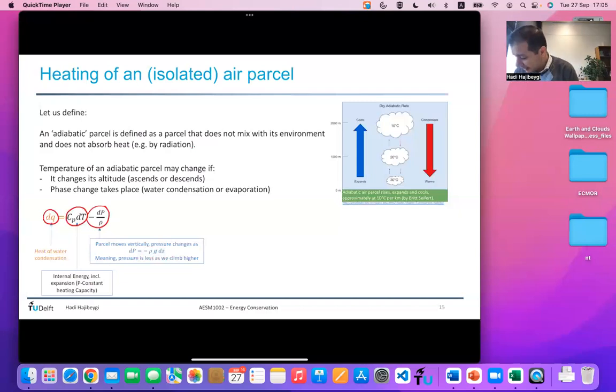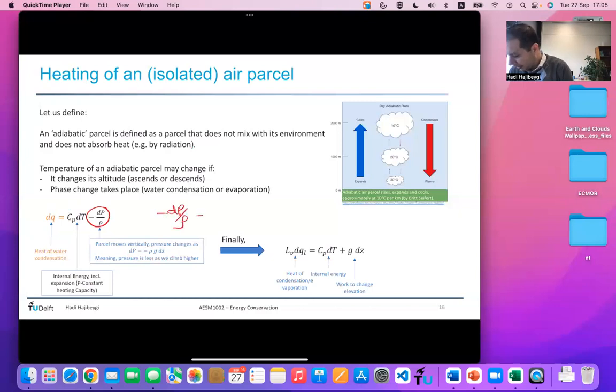Now, if we know dp is minus rho g dz because it's elevation change in the atmosphere, then I can actually write my minus dp divided by rho. From here, dp is minus rho g dz divided by rho, and I end up with g dz, which is exactly written here. Cp dT stays the same. That's internal energy through a constant pressure process.